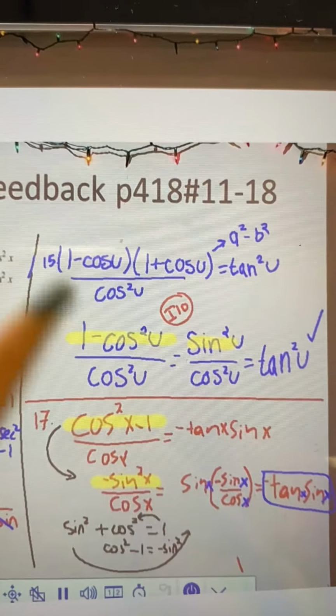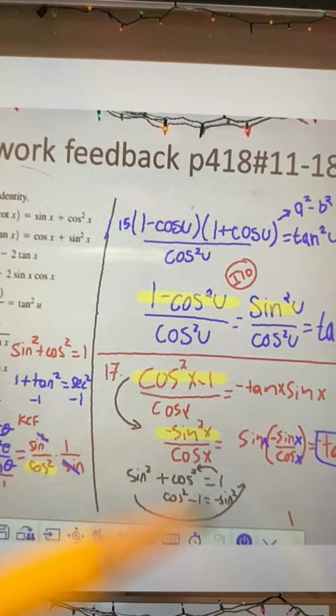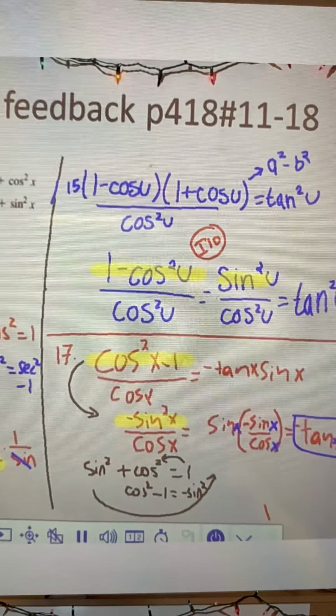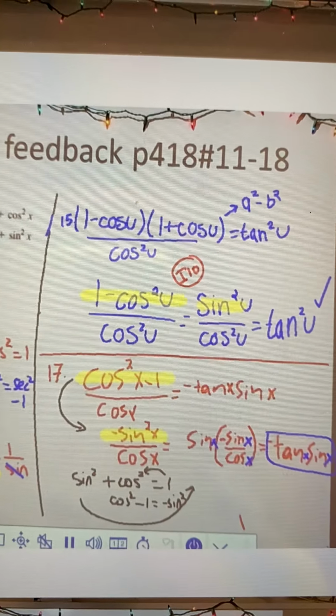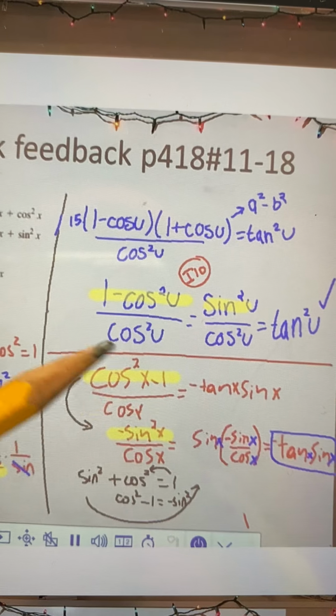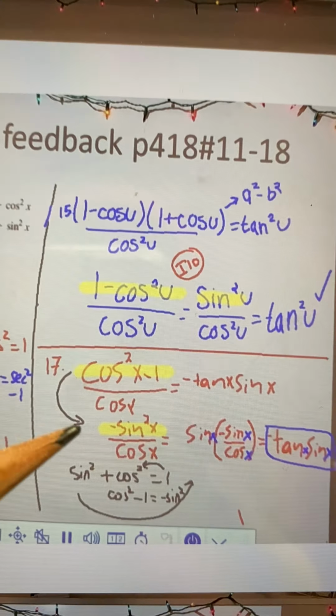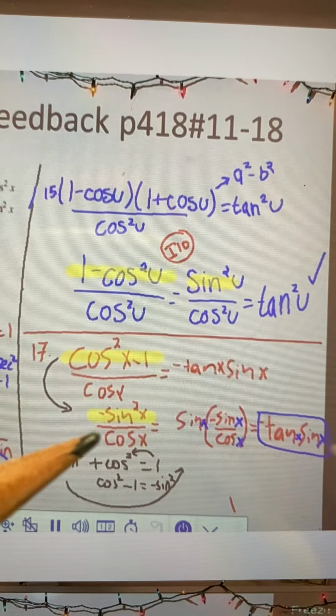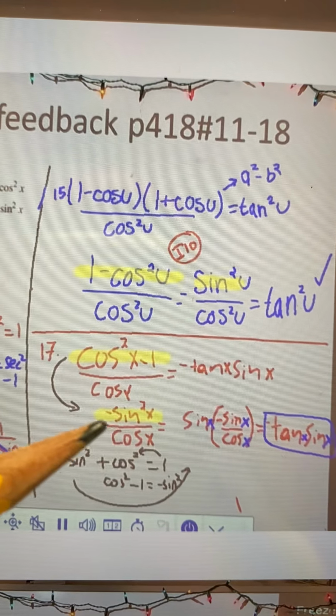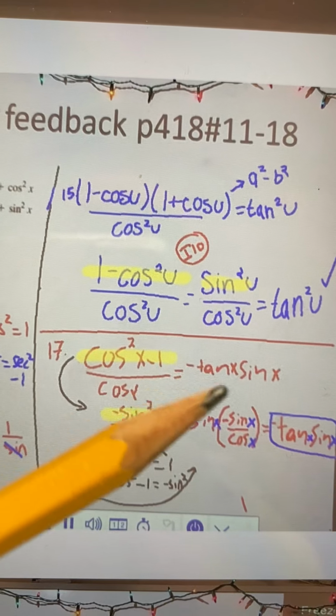I think I just messed up with the order, but that's fine. I did 17, 18, then I did 16 on that slide. That's fine. Okay, cosine squared minus 1. You can see identity 10 is 1 minus cosine squared. So if I flip it around, it will give me sine squared, but with a negative because it's flipped around. Divided by cosine, so this will be a negative tan as we were looking for.